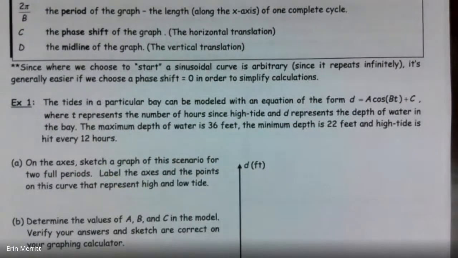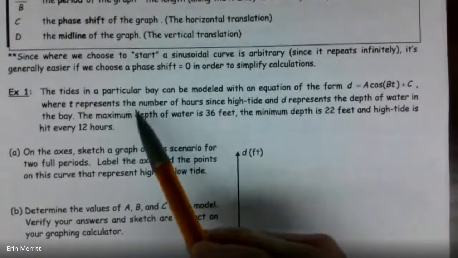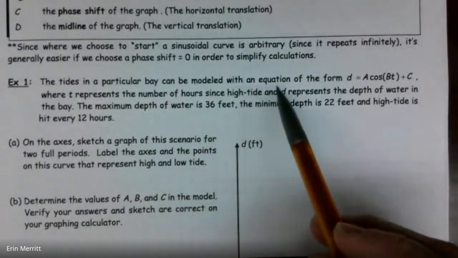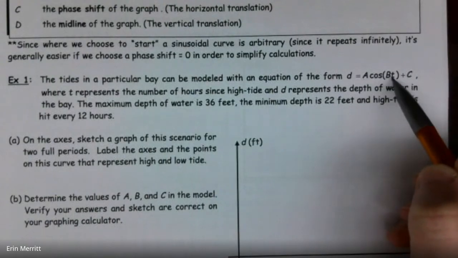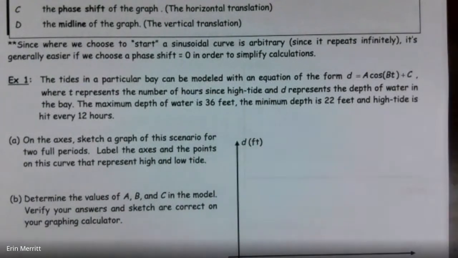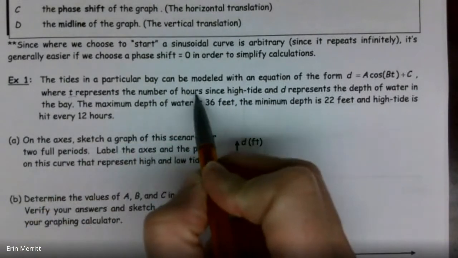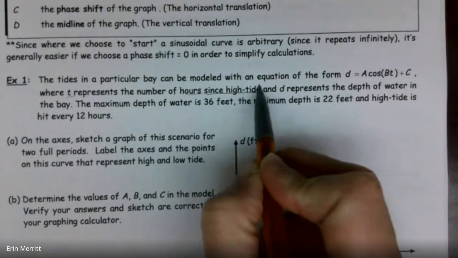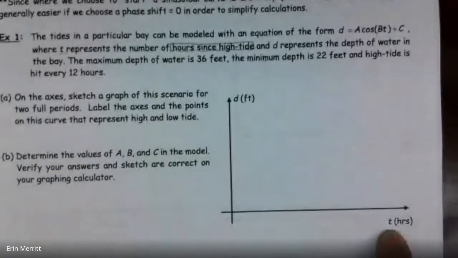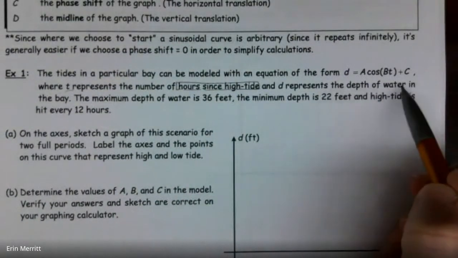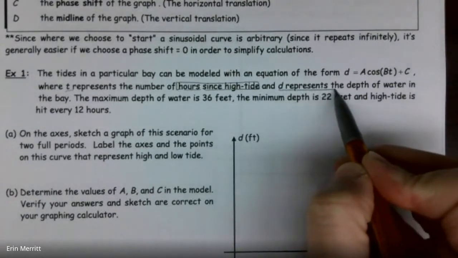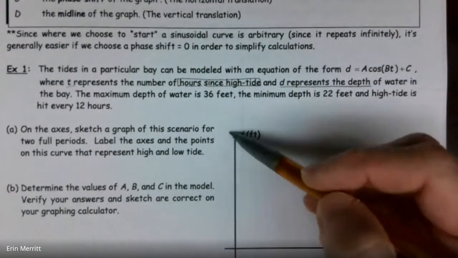So the first one is talking about tides. So it says the tides in a particular bay can be modeled with an equation in the form of D equals A times cosine of BT plus C, all right? T is representing the number of hours since high tide, so that's important. So down at the bottom of the graph, that's going to be hours since high tide. D represents the depth of the water in the bay. All right, so over here, this will be like in feet.